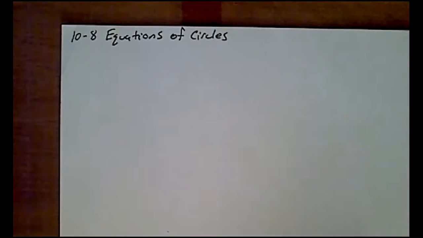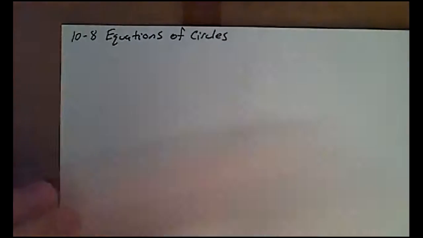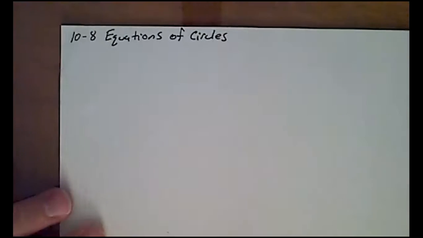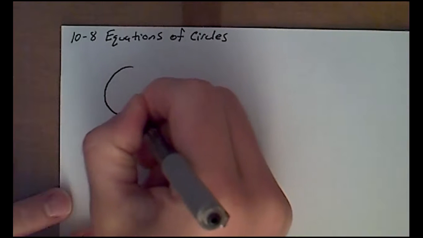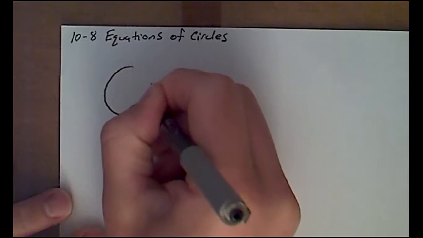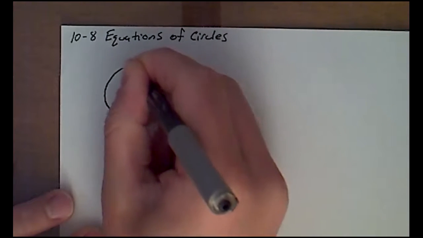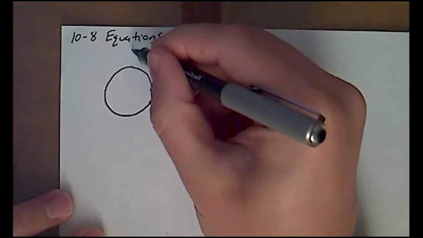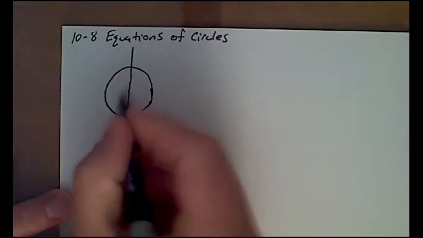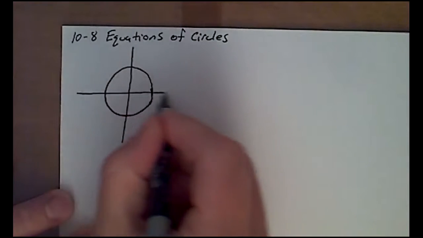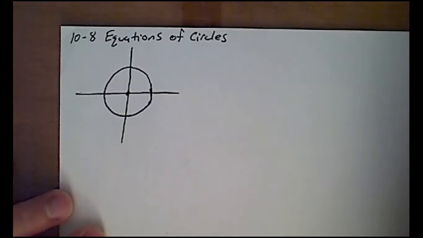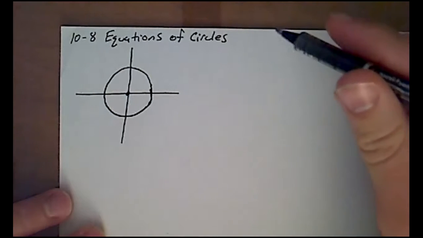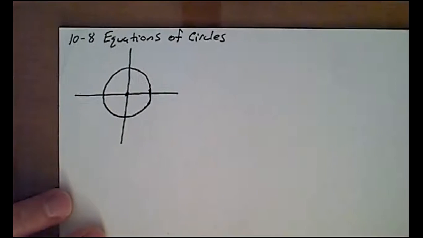The first thing that I'm going to do is to go through finding the equation of a circle. So if we had a circle, we'll deal with that. And say we put it in the coordinate plane. So what is the equation of a circle?